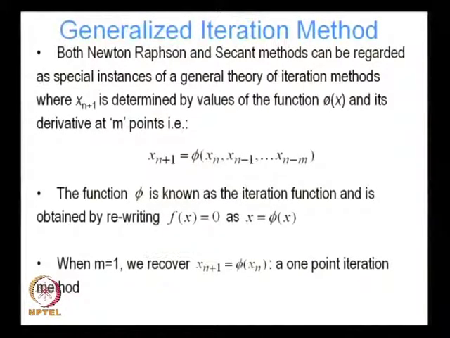That means that x n plus 1 is a function of the value of the function as well as its derivative at those m points. When m is equal to 1, we recover the one point iteration method. Basically, the Newton-Raphson method is a one point iteration method. The secant method is a 2 point iteration method, because it looks at the function values at n as well as n minus 1. To find the value at n plus 1, we look at the values at n as well as n minus 1. So, the secant method is a 2 point iteration method, while the Newton-Raphson method is a 1 point iteration method, but we can have in general iteration methods with m points.